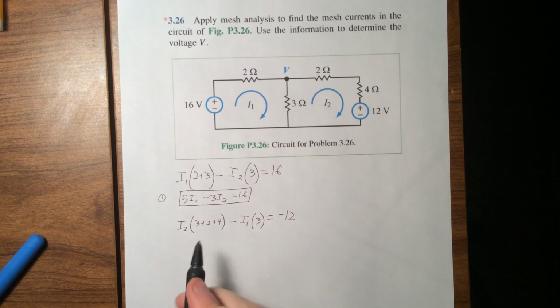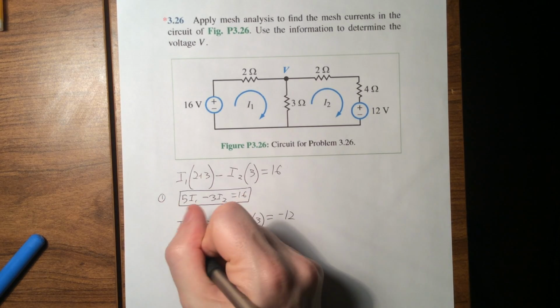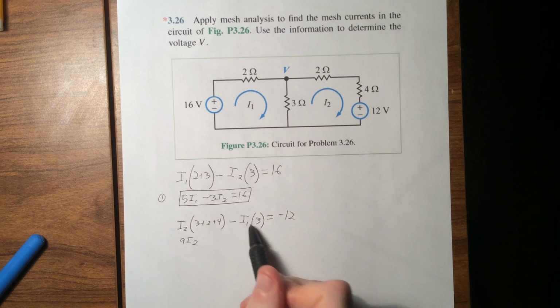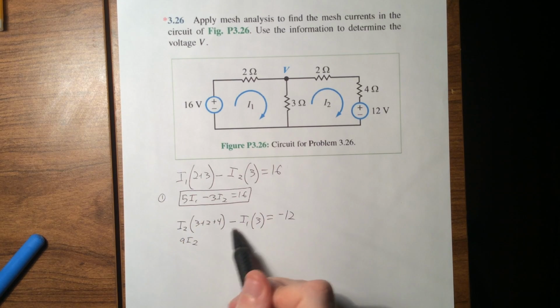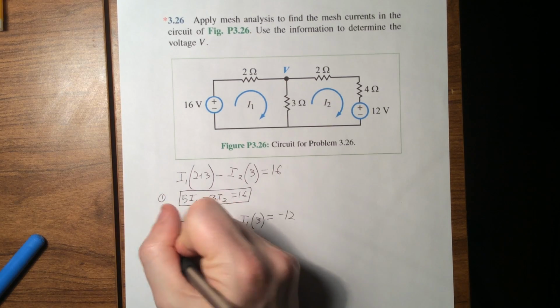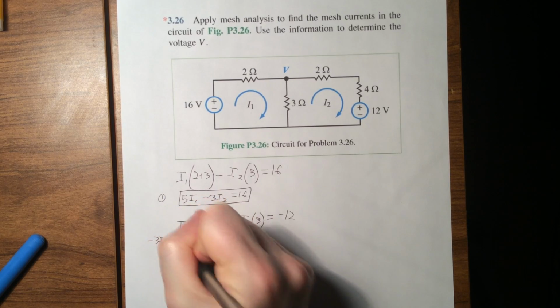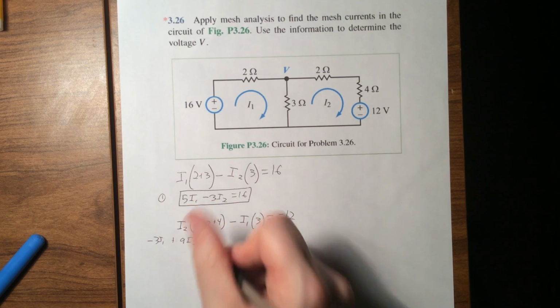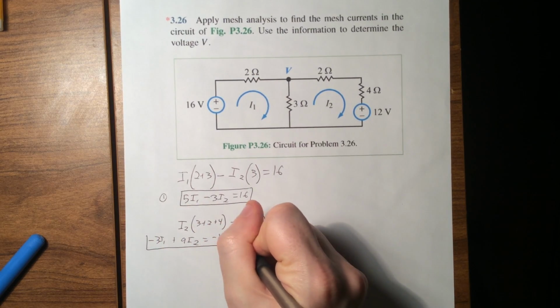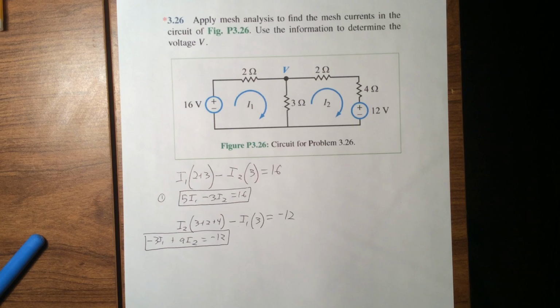And then if we simplify this up, 7, 8, 9, 9I2, so we're going to put this in front. So minus 3I1 plus 9I2 equals minus 12. Okay. Cool. That's our second equation.